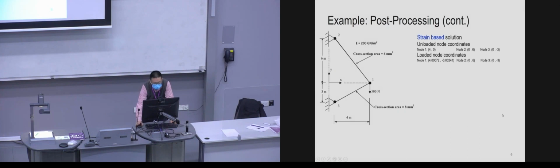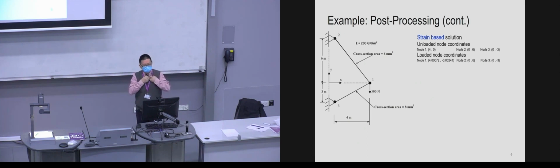So let's consider that we already have the displacement, which is determined according to the linear system I showed in the previous slide, right? Now say we have the unloaded node coordinates. So we have the node coordinates of nodes 1, 2, 3 before we apply the force. And then we also have the loaded node coordinates after we apply the force. How do we obtain this? Because we have the displacement. So we use the original coordinate plus the displacement to obtain its current coordinate. For every node, we use the previous coordinate plus the displacement to obtain its current coordinate.